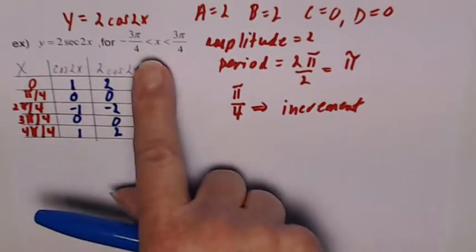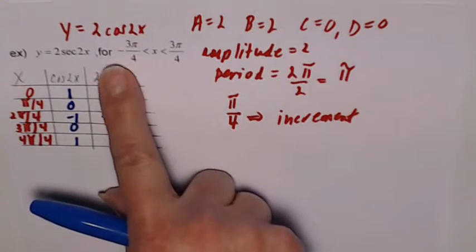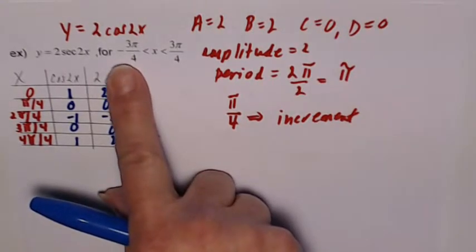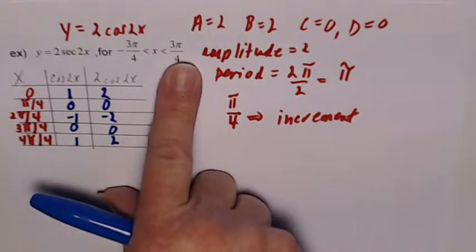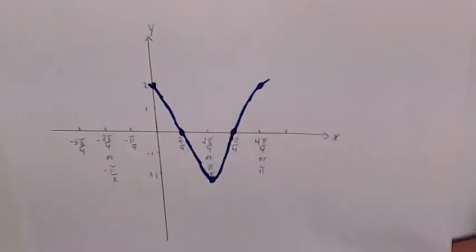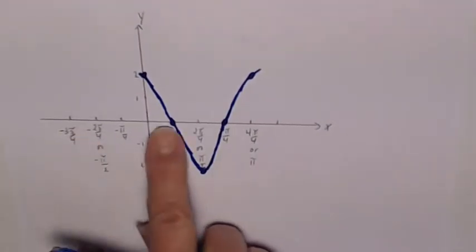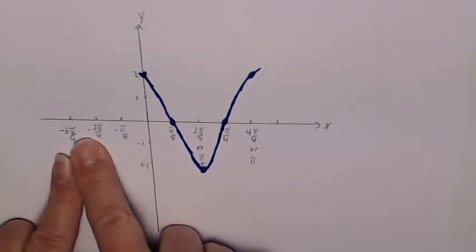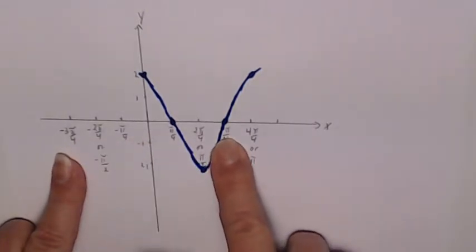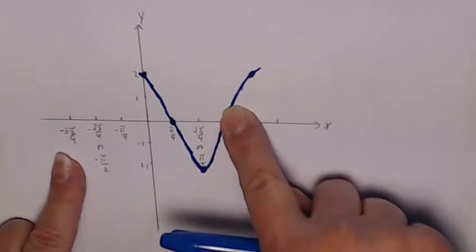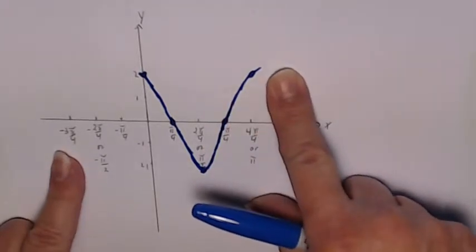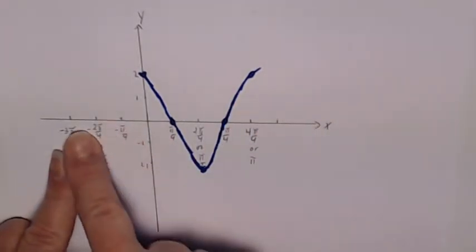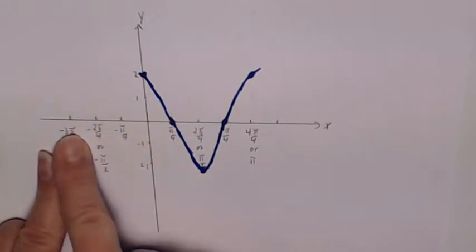However, going back to the initial problem, we're asked to graph this between negative 3 pi over 4 and 3 pi over 4. That's the reason why when I made my graph here, I included these negative values as well. So here is our 3 pi over 4. We've included a little bit more information. That's not a bad thing, but we do have to continue our graph on this side.